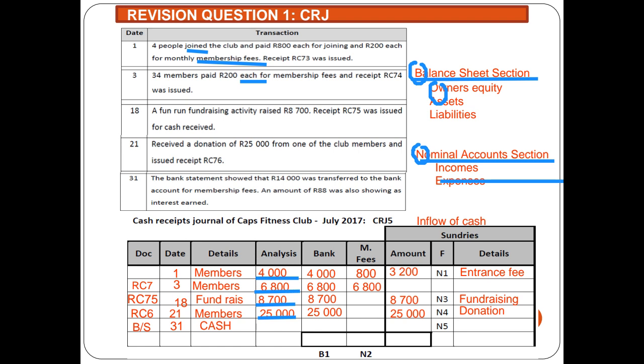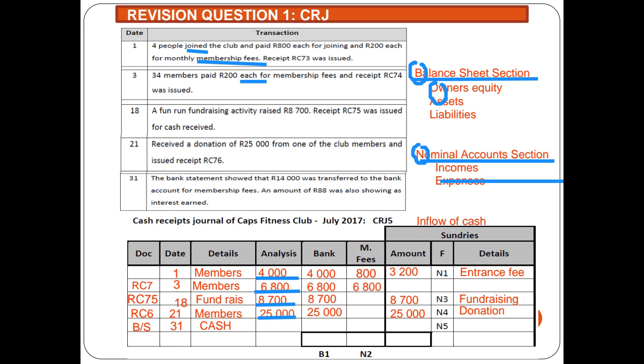Members. Yes. Under which column must I go and write 14,000? Members fee. Thank you so much. I'm gonna write 14,000 because I have a column for membership. Okay. You have got the interest as well. So where do you think I must go and put the interest? Sundry. Thank you so much.